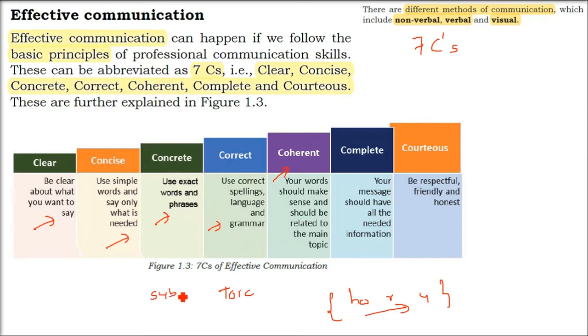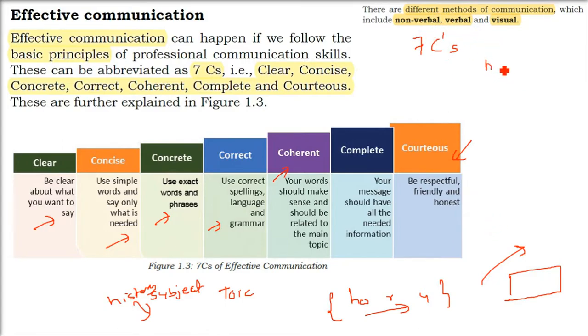Then coming to coherent. Coherency means you're talking on a subject. And say the subject is history. Talk about history. Don't talk about science here. It has to be coherent. Complete means whatever you want to speak, say it completely. Don't just say go there. Where, which place, which direction, you have to say that. Courteous means talk courteously. Be respectful, because if you give respect, you will get respect. Be friendly and honest. Don't make stories, don't lie.